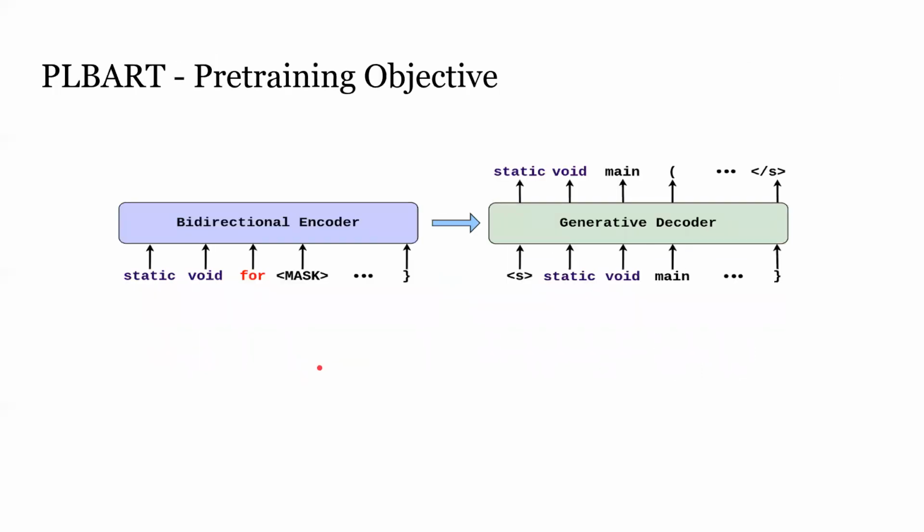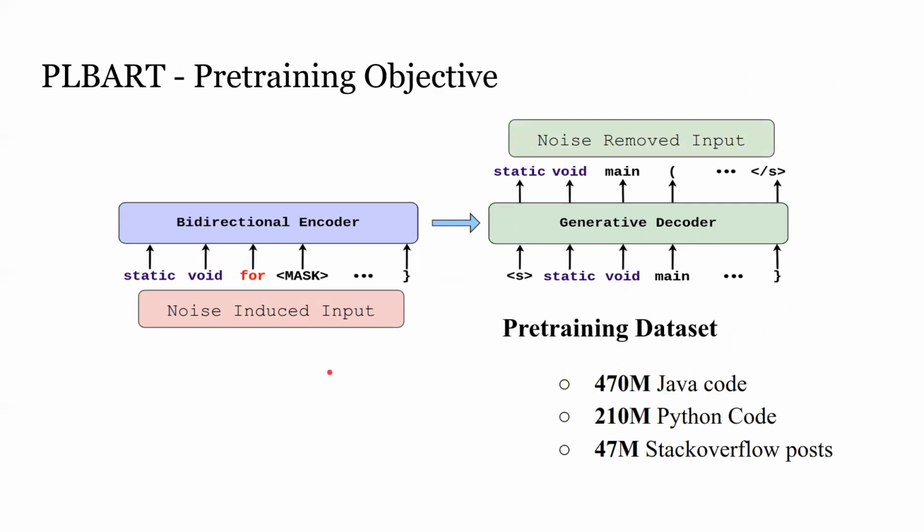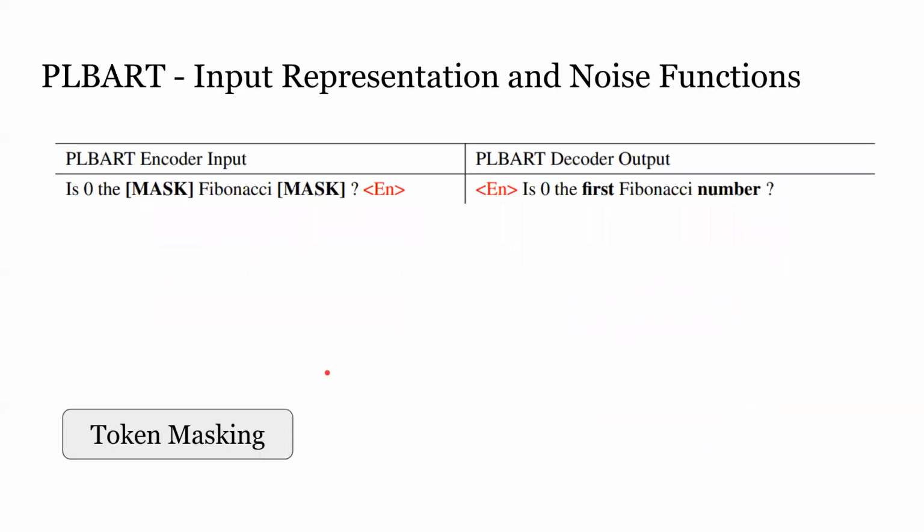We use multilingual denoising autoencoding for pre-training PLBART. We provide the encoder with noise-induced input and expect the decoder to generate the noise-removed version of the input. We train PLBART using a large collection of source code and natural language, including 470 million Java code, 210 million Python code, and 47 million Stack Overflow posts.